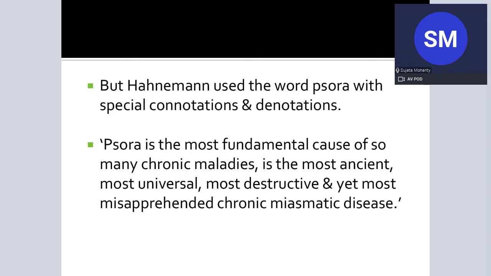But Hahnemann used the word Psora with some special connotations and denotations, meaning a different idea and concept. That idea is that Psora is the most fundamental cause of so many chronic maladies, and it is the most ancient, most universal, most destructive, and yet most misapprehended chronic miasmatic disease. That is the concept of Hahnemann behind Psora.